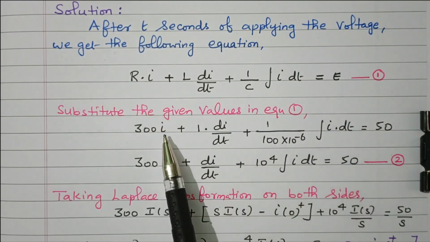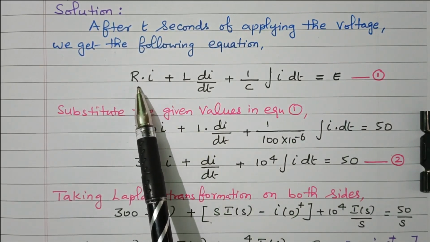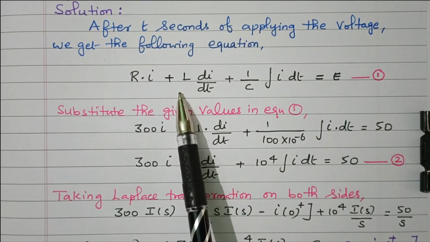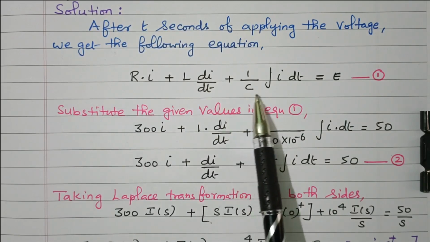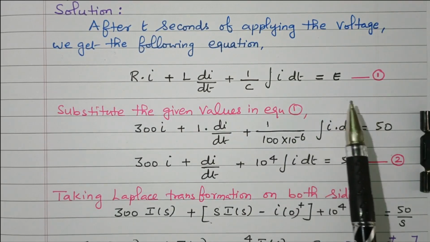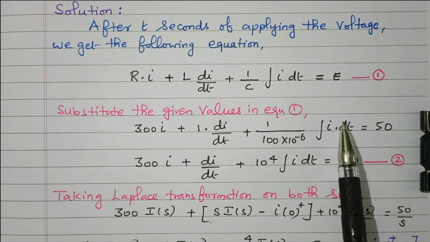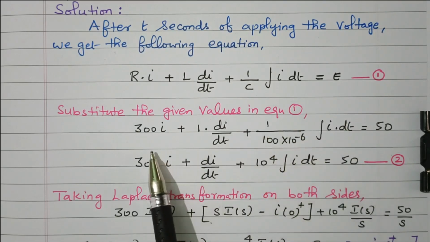That is the basic of the Kirchhoff's voltage law. So R into I, the voltage drop across the resistor, plus the inductor L di by dt, plus 1 by C integral I dt equal to E. That is equation number 1. Our aim is to find the transient current. So first we'll substitute the values.